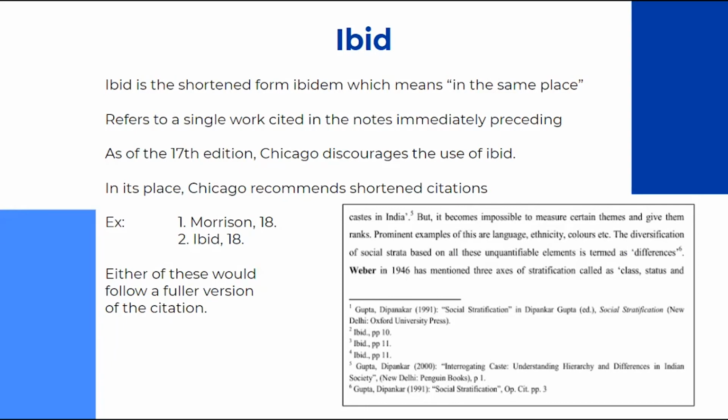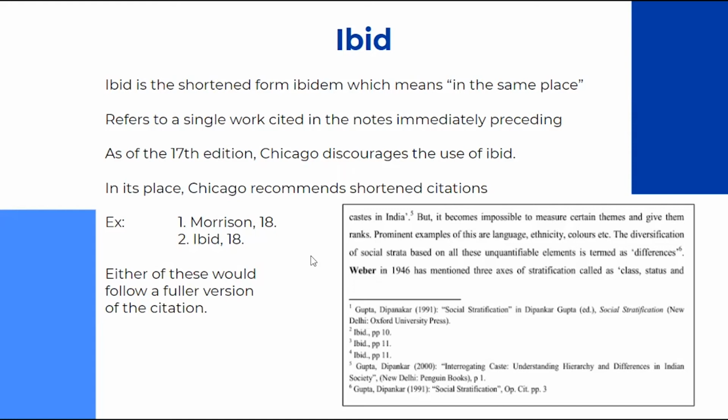Another thing I would like to talk about is Ibid. So whether or not you use Ibid is really going to be up to your professor. As of the 17th edition of Chicago Manual of Style, which is the most recent edition, Chicago has stated that it is not preferred to use this term anymore, but it has not been outright banned, which sounds so serious. But Ibid is an even shorter version of the shortened citations that we discussed.